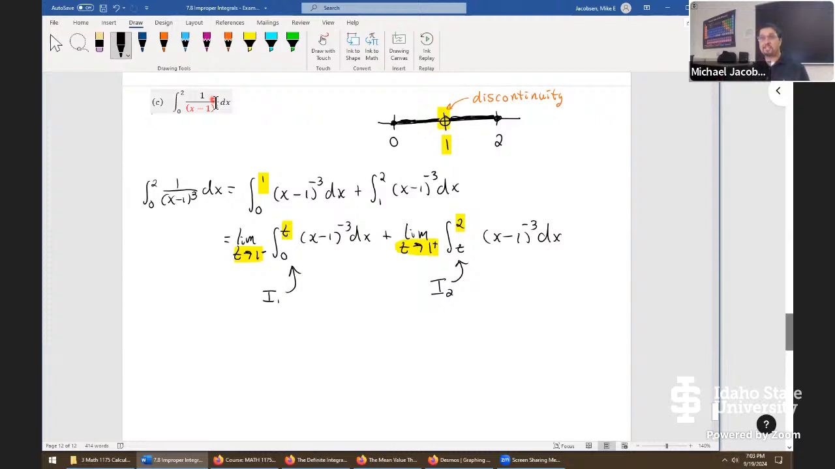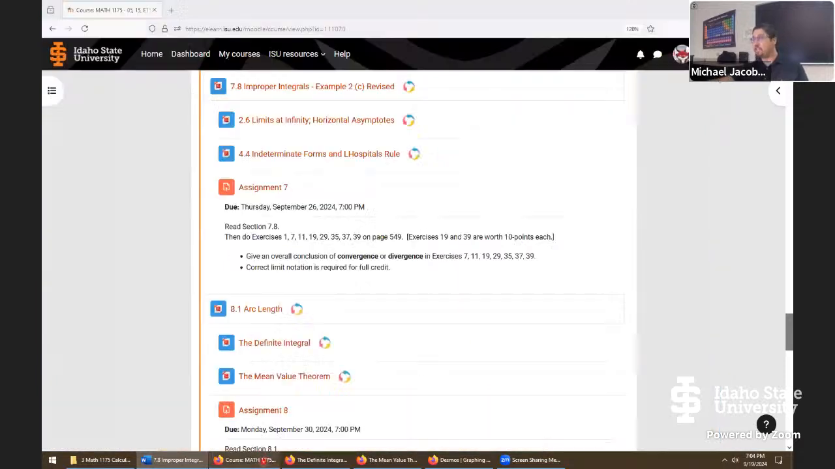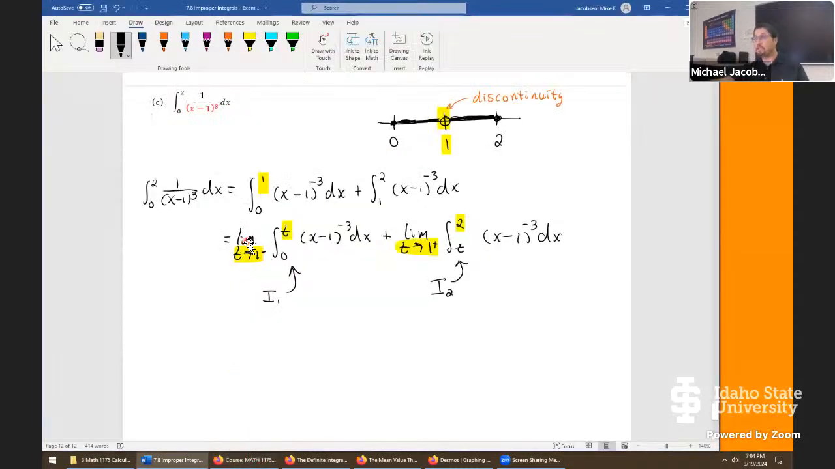But now we need to test them out and see what this will equal if it converges or show that it diverges. This is the preliminary analysis, and that's what's being mentioned in the assignment right here. Correct limit notation is required for full credit. So we have to put in the limits here, breaking up the integrals is what's being mentioned by those instructions. So let's give them a try. They both look just about the same to me. I don't know if one would be more divergent than the other. So let's just try out I1 and go from there.